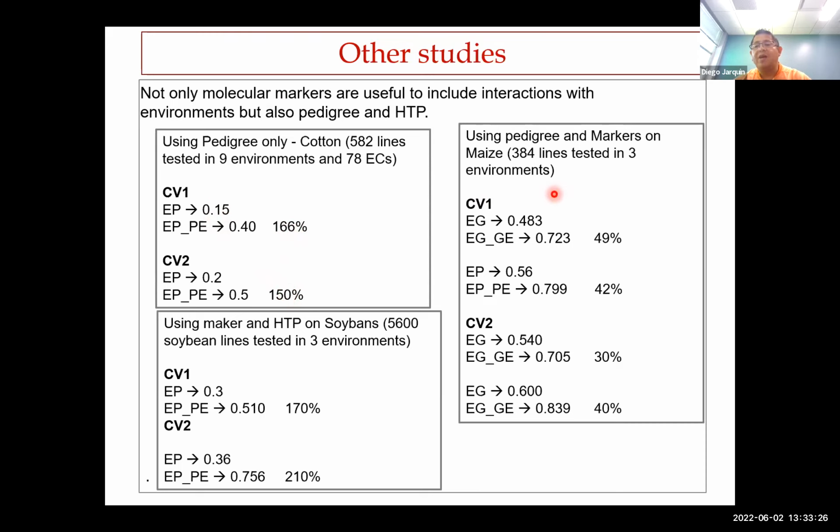Using combined pedigree and marker, also in maize, this model was able to improve predictability between 30 and 50% for different combinations. And also with soybeans, this model was able to incorporate high throughput phenotypic data to improve predictability between 170% to 210%.